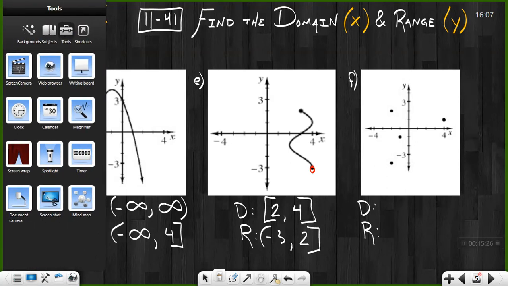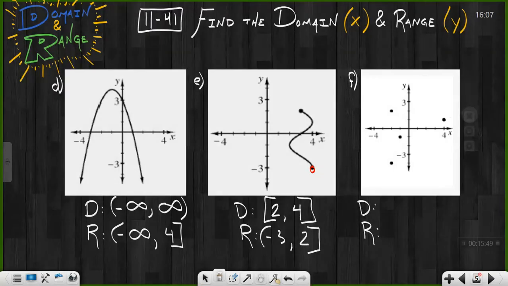What about F? Maybe you got stumped on F. But let's take a look at F. As I come across, what are my X values? Well, the first thing I hit is closed point at -2, but it doesn't continue. But I do hit another point at -1, and I hit another point. Where's my next point? There it is, at 4. All right. So for my X values, I saw I had a point at -2, I saw I had a point at -1, and I saw I had a point at 4.